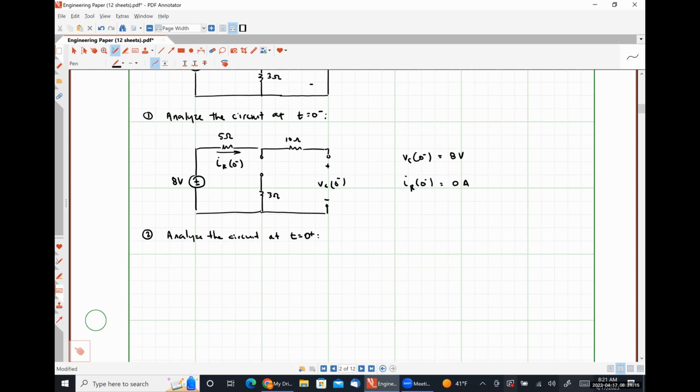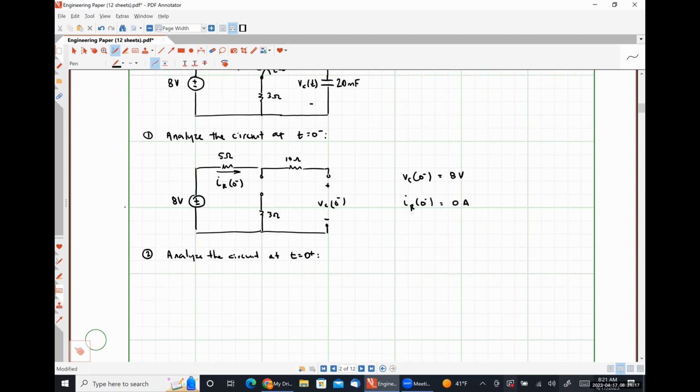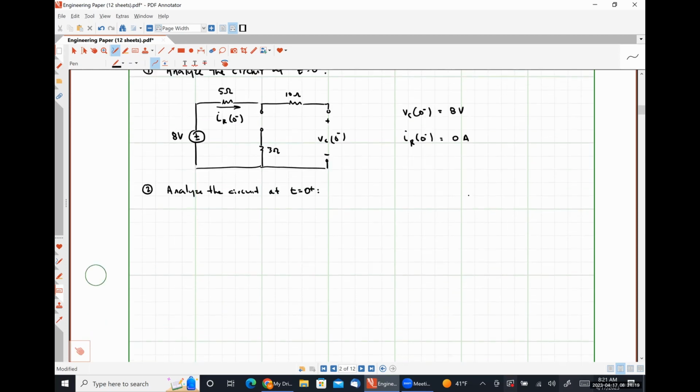So at t equals 0 plus, our switch is closed. We're going to have an 8-volt source here. Here is our 5-ohm resistor. With our switch being closed, the 3-ohm resistor is now connected to the remainder of the circuit. Here is our 10-ohm resistor.